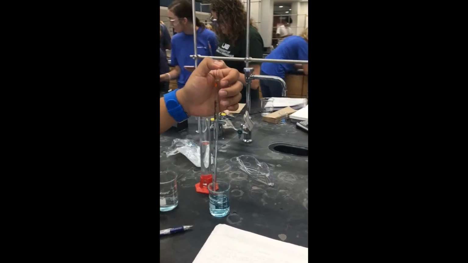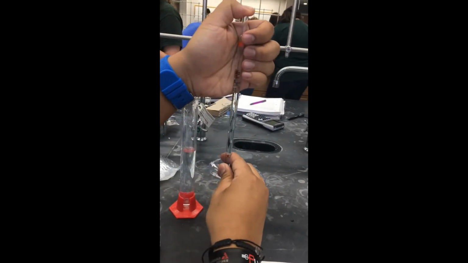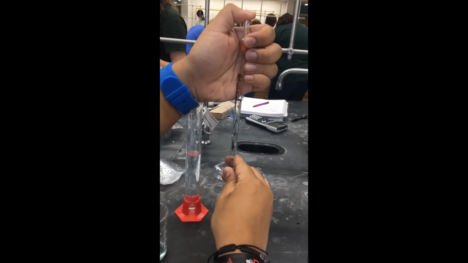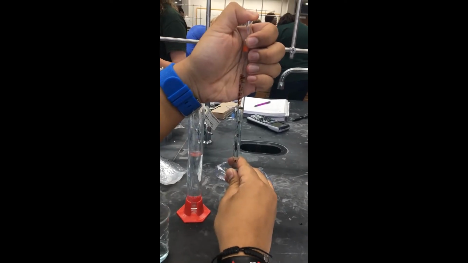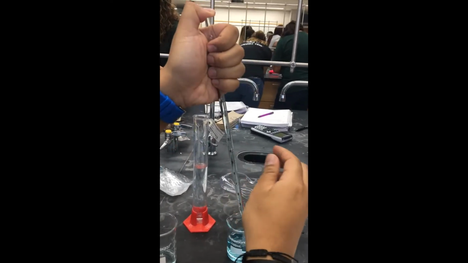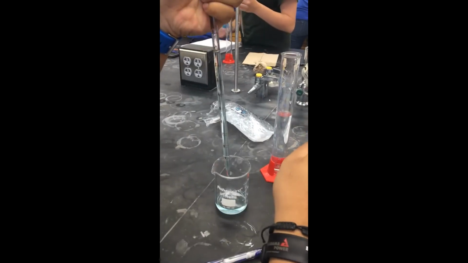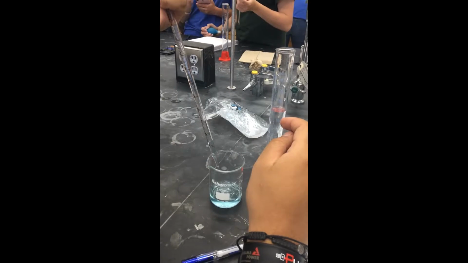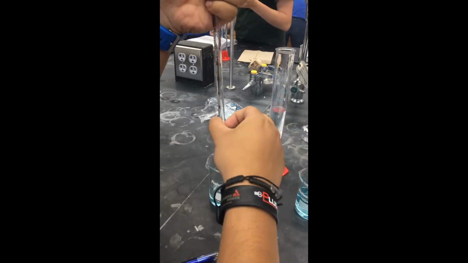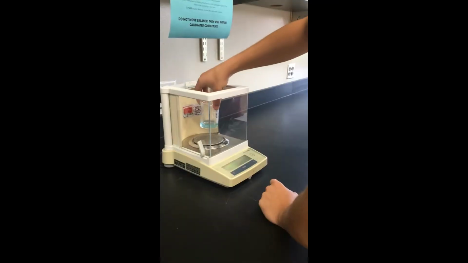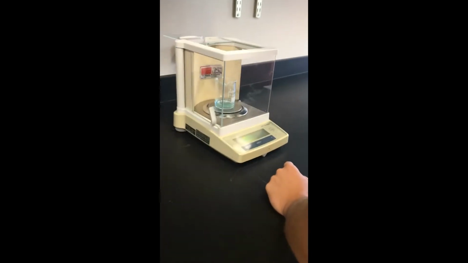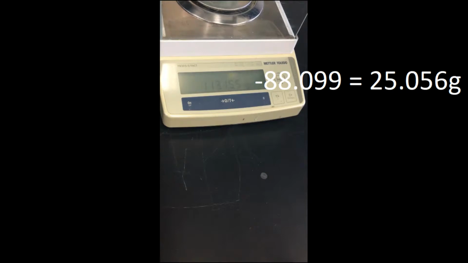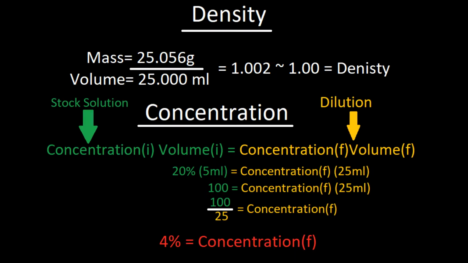Again, we were creating another dilution. However, because of the minuscule changes in density that we were seeing, we decided to add 10 milliliters of water instead of 5 milliliters. And now we weigh it again. Obviously, there was a larger mass increase this time. We then use the mass over volume calculation to get our density of 1.0.